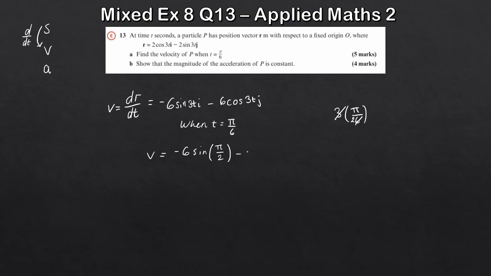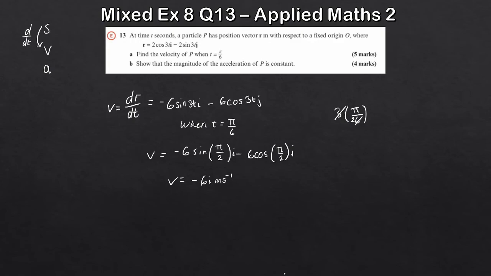Same again here, minus 6 cos pi over 2. And I keep doing it, don't forget your i and your j component there. Okay, plug these in on your calculator, unless you know them off the top of your head. That gives minus 6i here, and then this would just come to 0. So our final answer for v is minus 6i meters per second there.